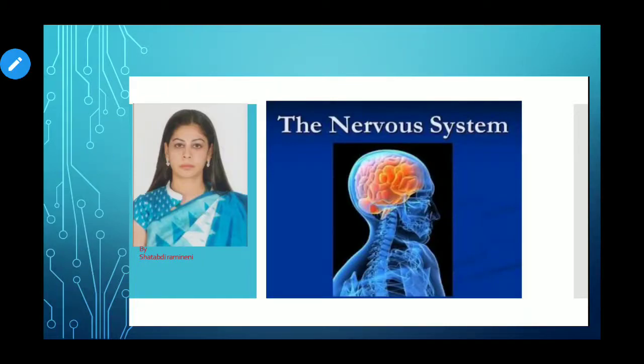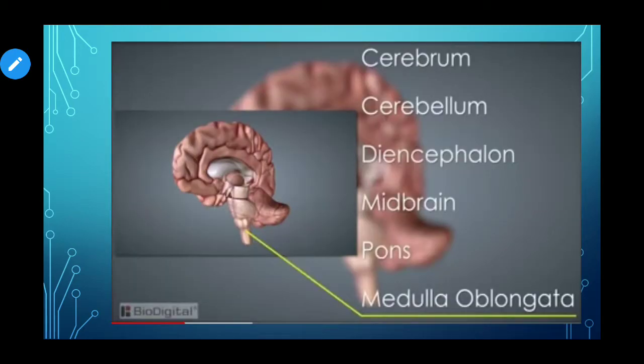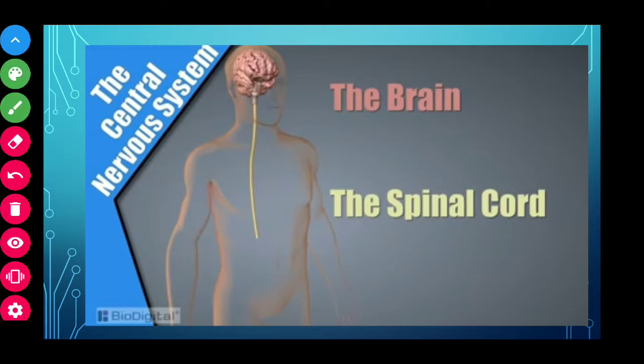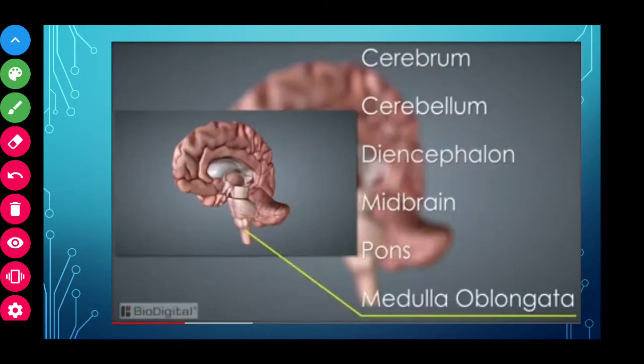Quick summary of this nervous system. So as I said previously, nervous system has been divided into central nervous system and peripheral nervous system. So let's see central nervous system, which contains brain and spinal cord. Brain is again divided into cerebrum, cerebellum, diencephalon, midbrain, pons and medulla oblongata.